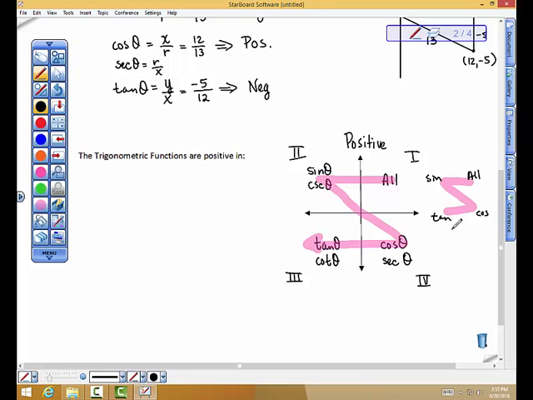We're going to now practice and try to identify the signs of the trig functions based on the size of the angle in our next segment.